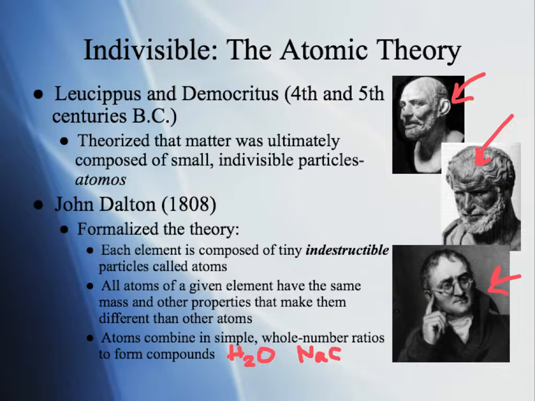One sodium and 1 chlorine atom combine to make the compound salt. So atoms are combined in simple whole number ratios to form compounds. And all the atoms of a given element have the same mass and other properties that make them different than other atoms. So basically he's saying each element has different kinds of atoms from each other.